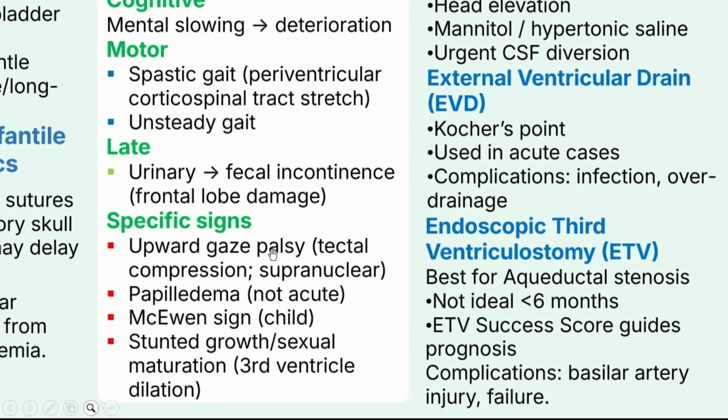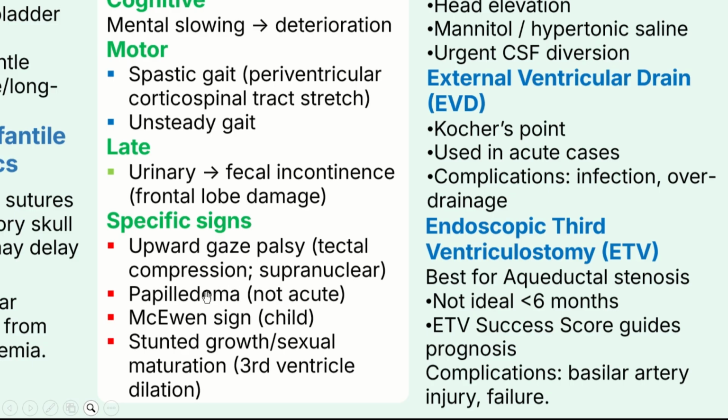We have things like the upward gaze palsy, and that is due to tectal compression, and things like the Parinaud syndrome I talked about there. We can have things like papilledema. This is going to occur, and it's not going to be an acute thing. So papilledema takes time to set in. We have the Macewen sign.